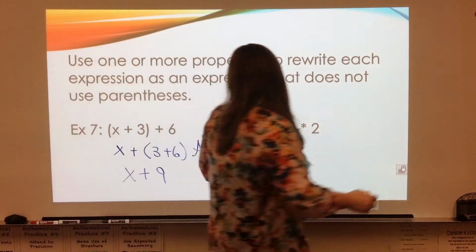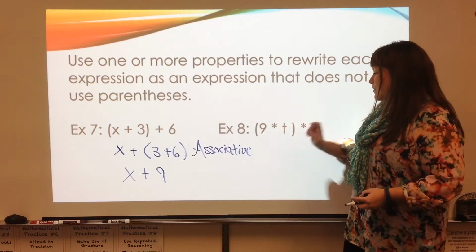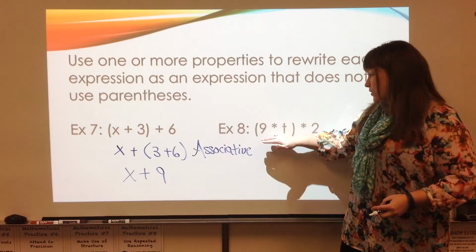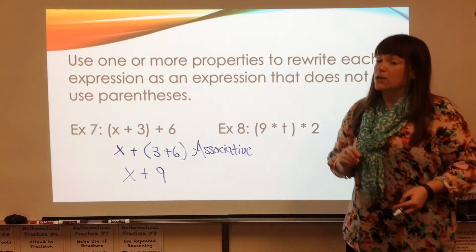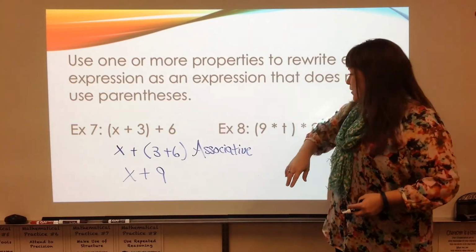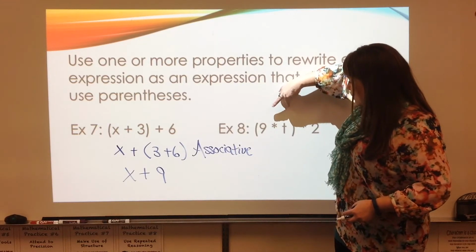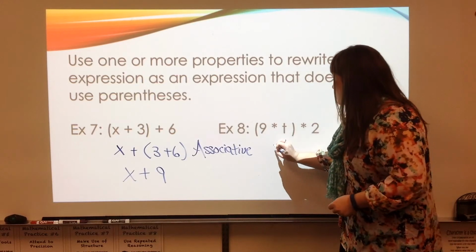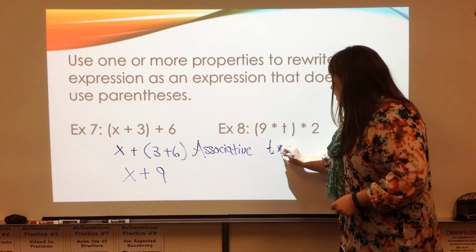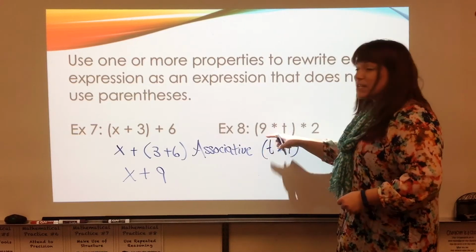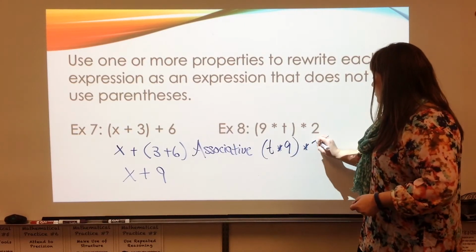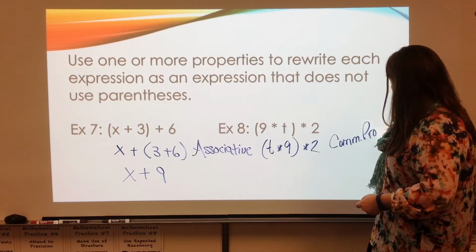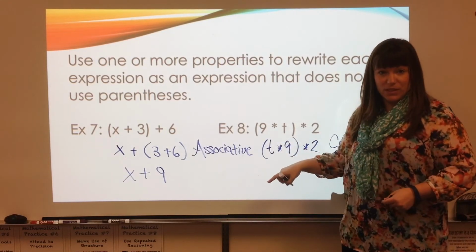Let's try example 8. Example 8, we have a 9 times a t times a 2, but the parentheses are telling us that we have to do this first. Well, if we know the commutative property, we can say, hey, it doesn't matter what we do, we can change the order around. So we're going to say t times 9 is the same as 9 times t. And I'm just going to move this down. So we just use the commutative property to rotate inside the parentheses.